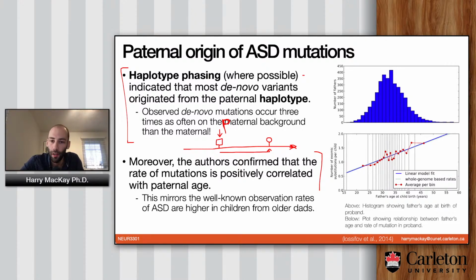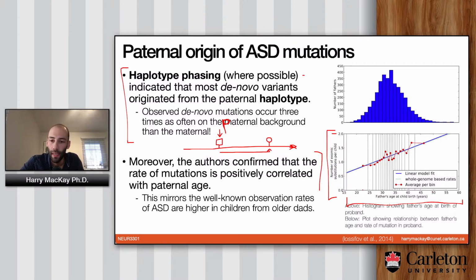So here we have the plot that shows this. The y-axis of this plot is the number of exomic mutations per child, so higher means higher rates of mutations. They're looking here at substitutions, which is a particular type of mutation. And on the x-axis, you have dad's age at childbirth. Some dads could be as old as 50, other dads could be in their early 20s.